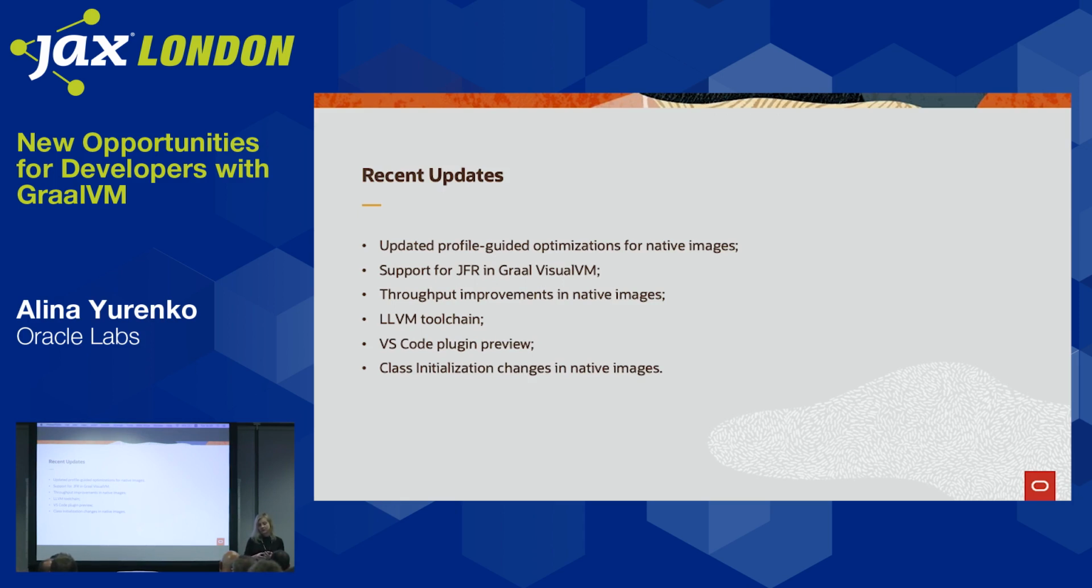Another one is some throughput improvements for native images because we want to maximize all of the performance dimensions for native images. Also, we added a thing called the LLVM toolchain so that working with LLVM languages is now easier in GraalVM. You can also use our plugin for Visual Studio Code, which is still a preview version, but maybe you'd like to try it. And yeah, there were some changes to class initialization in native images, which are by default now initialized at runtime, but with specific options, you can move it to the image generation time.